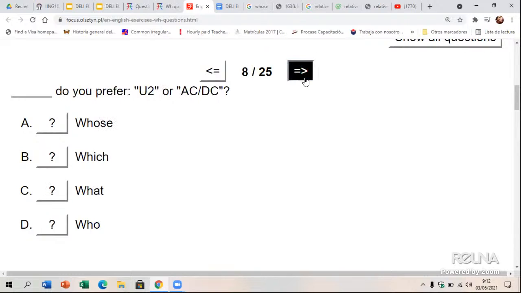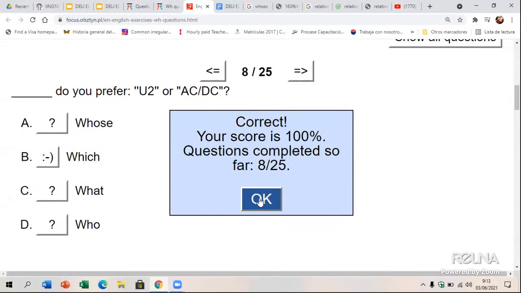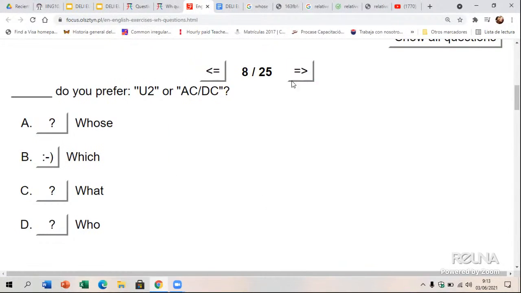All right, next. Do you prefer U2 or AC/DC? Yeah, that's a question to my generation, I guess. Anyway, whose, which, what, who do you prefer? U2 or AC/DC? Tomás Vega, which? Constanza, which? Pia, which? Vicente, which? Which do you prefer? That's correct. Excellent. We're not going to do the 25 questions anyway.